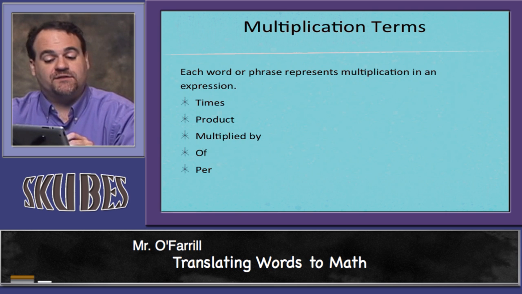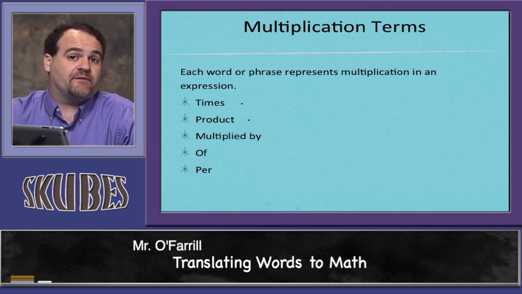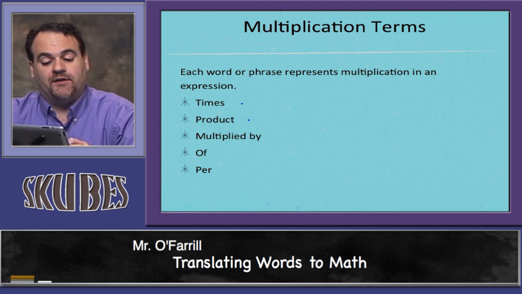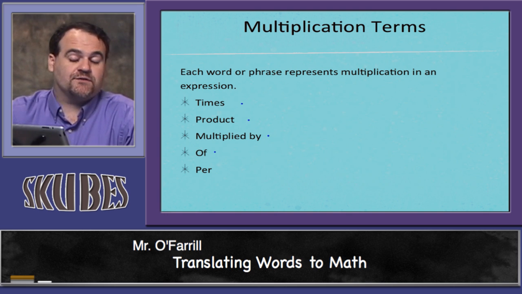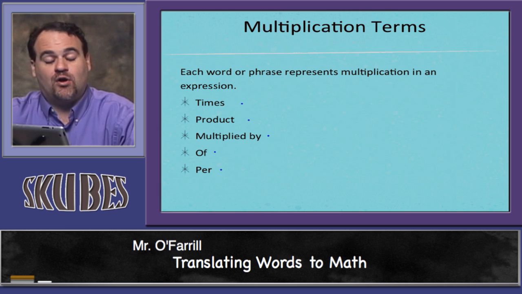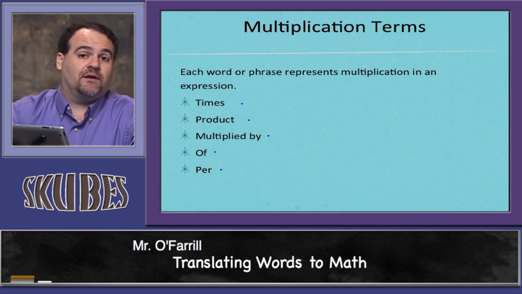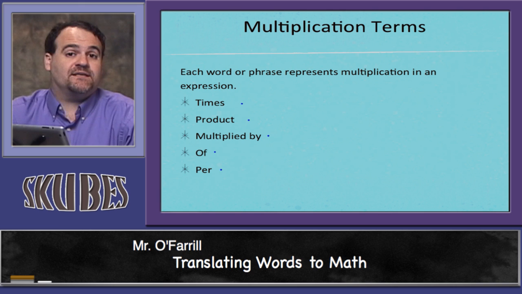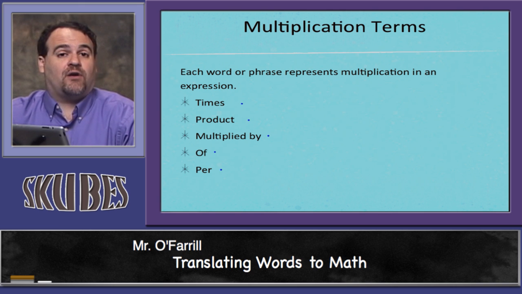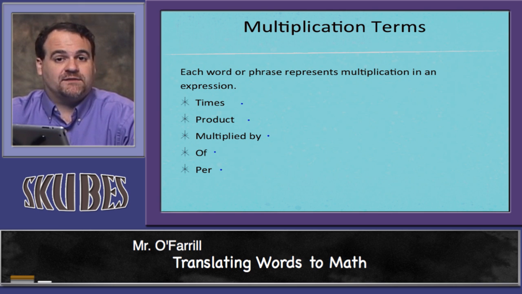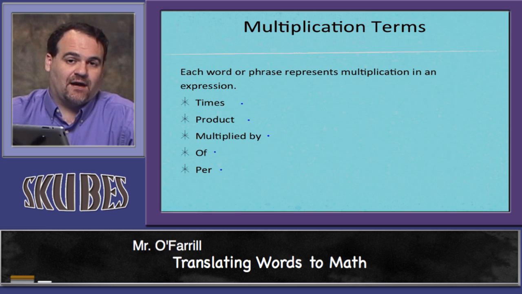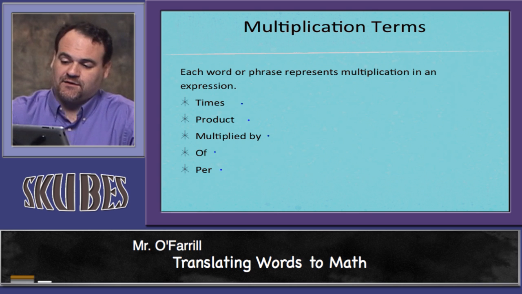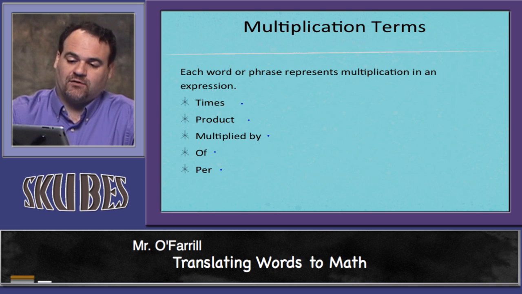Multiplication terms, of course, there's times. Product, find the product of these two numbers. A number multiplied by. Of, also goes along with product. And per, like if we're talking about, if you want to find the distance when you're doing miles per hour, distance equals the rate times the time. So you would multiply the speed that you're going times how long that you've been traveling to get that actual final answer.